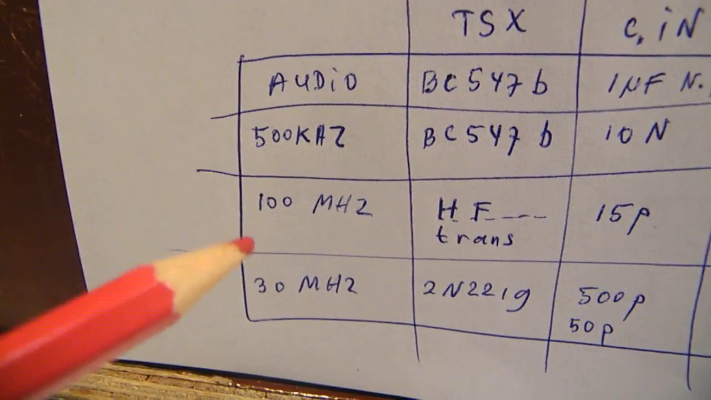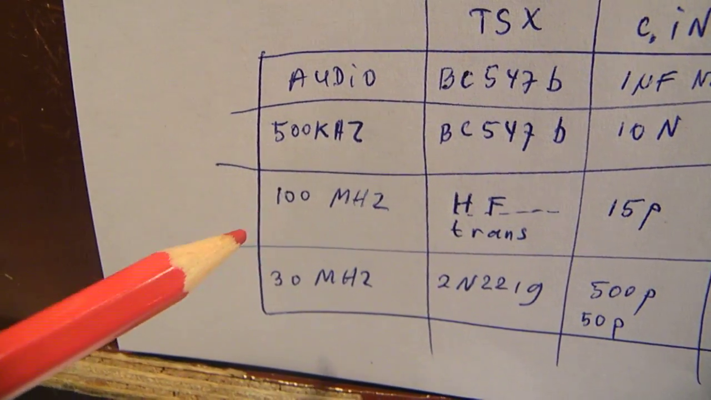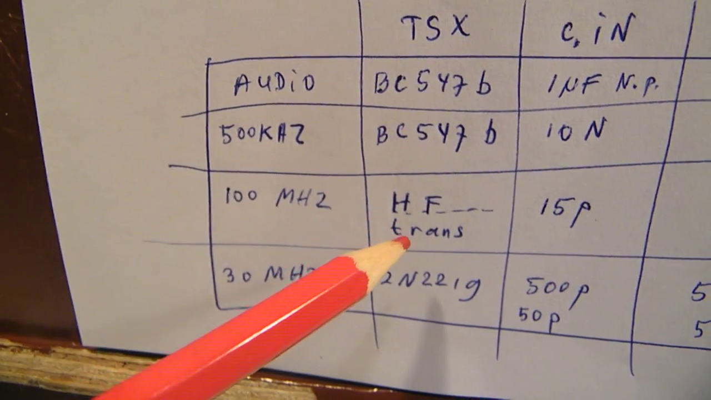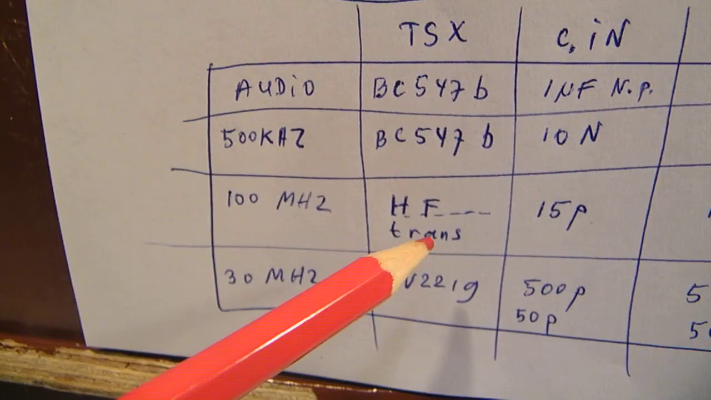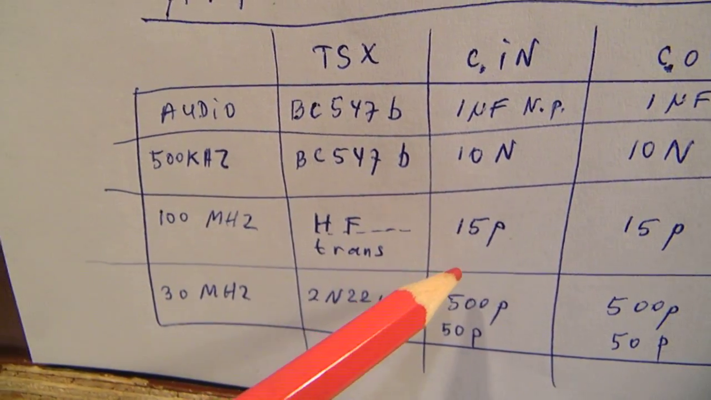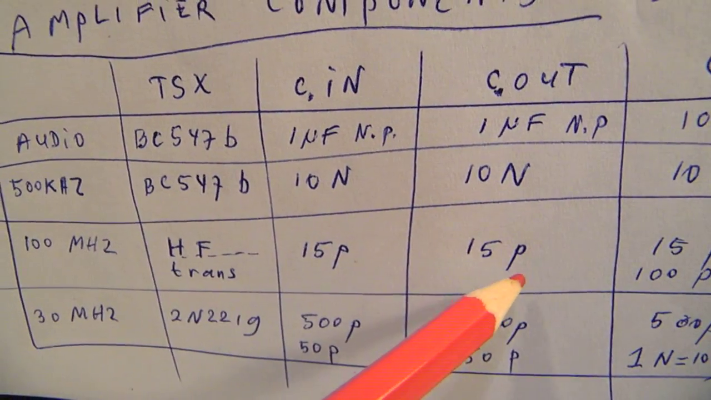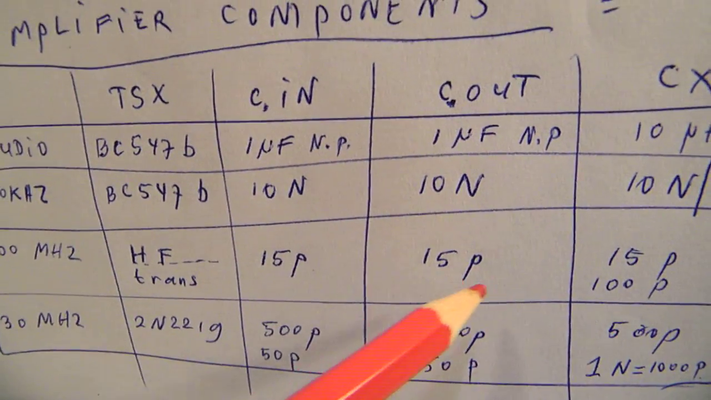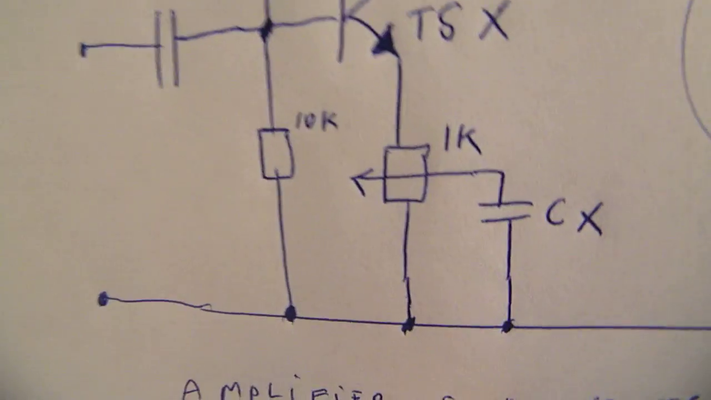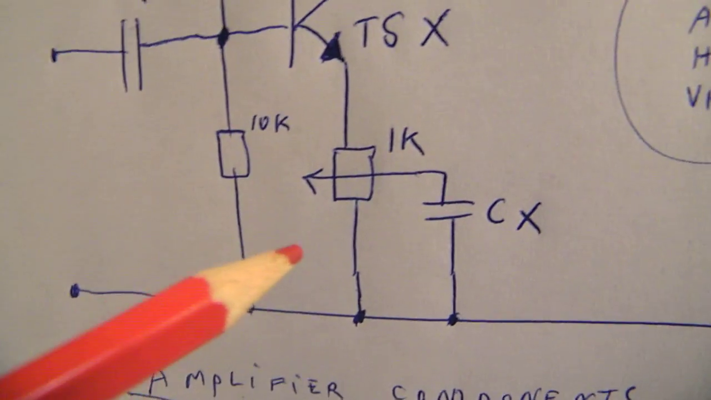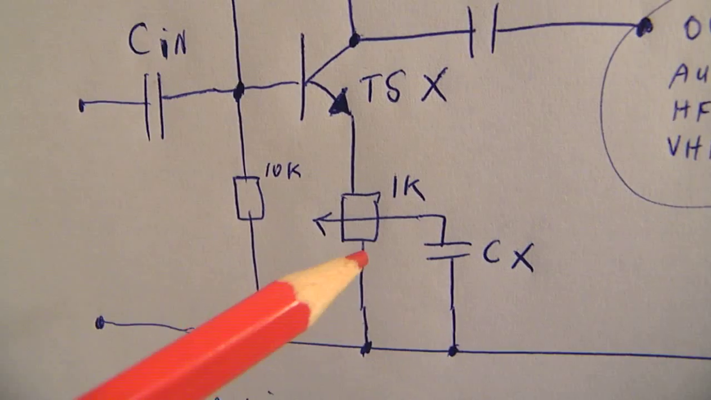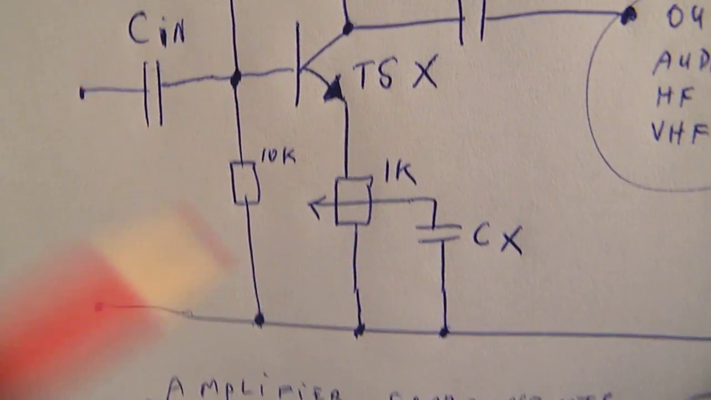When you want to use this circuit in the 100 megahertz band, use a real high frequency transistor. NPN, I cannot predict that. Input cap 15 picofarad, output cap standard values here 15 picofarad. And also for the amplification, somewhere between 15 picofarad and 100 picofarad.